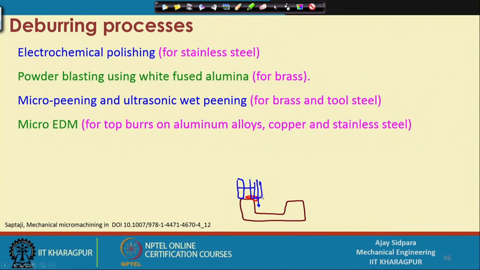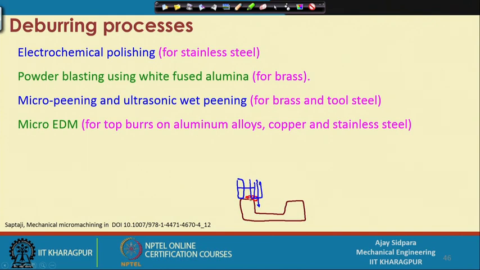So, what is important here is that you have to give a tool path in such a way that it should not destroy this particular feature. Then you can use the EDM for the top burr, for the aluminum alloy and the copper and the stainless steel. So, these are the different materials which are successfully machined or deburred by the EDM process.